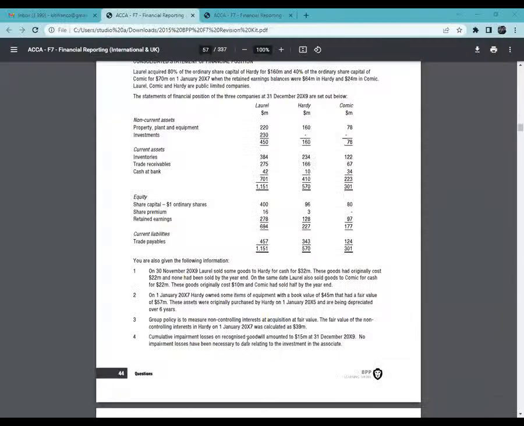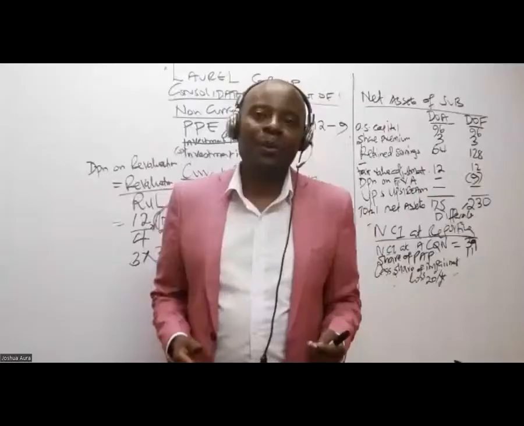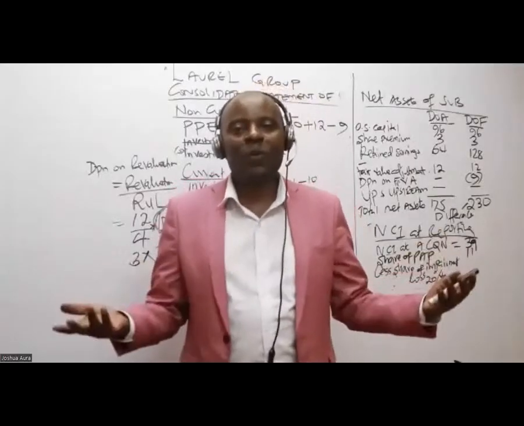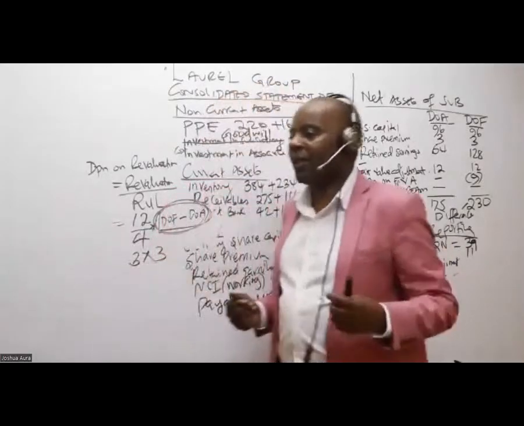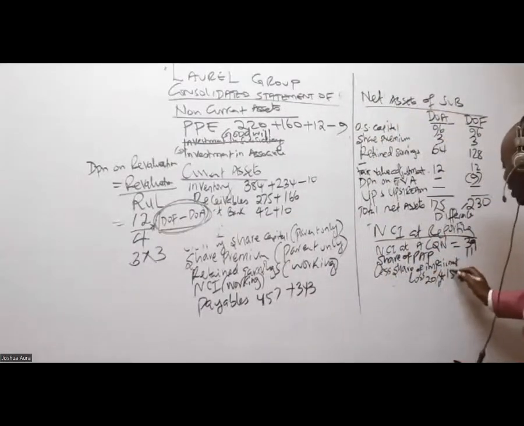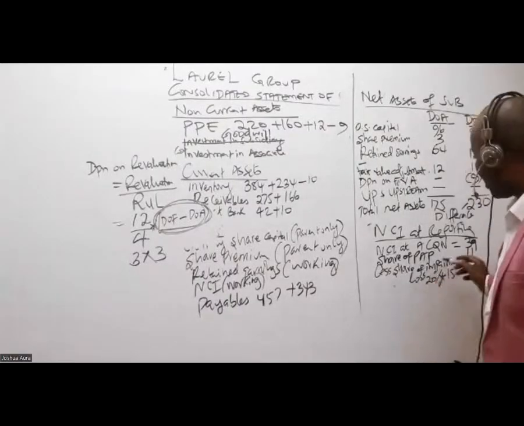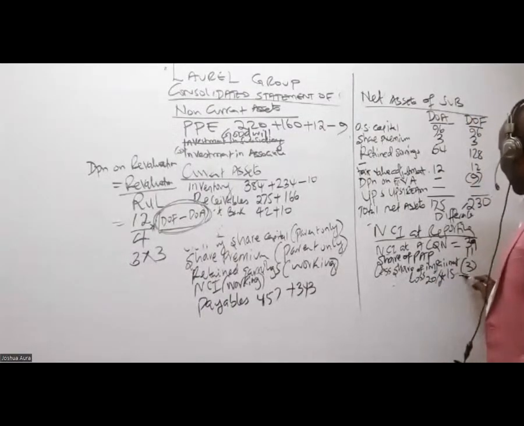We are told here, cumulative impairment losses on recognized goodwill amounted to 15. So out of this 15, NCI must also suffer. It's a partnership. When we make losses, we share with them. When we make profits, we share with them. So now we have made losses in goodwill, which was impaired, 15. We have to share this loss with them. So what is 20% of 15? Somebody is telling me it is 3.